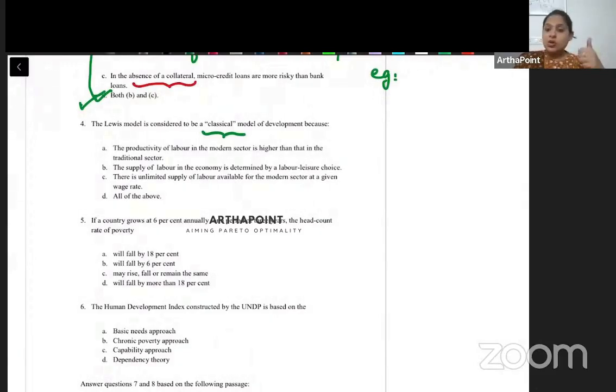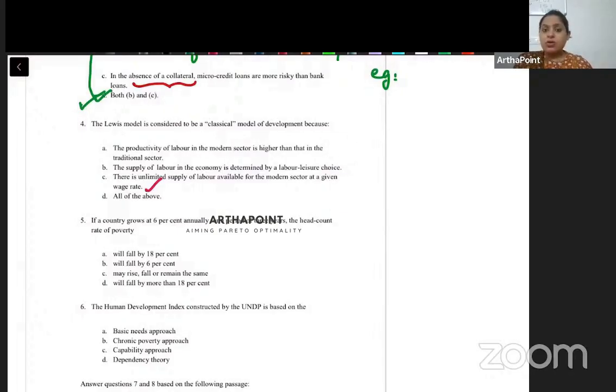So if you read the first one, the productivity of labor in modern sector is higher than traditional, correct. The supply of labor in the economy is determined by labor leisure. This always happens. How much labor I will supply depends on the reservation wage. It depends on whether I want to work or not. This is also correct. There is unlimited supply of labor available for the modern sector. This is also correct. But although all these points are for Lewis model, only one of them resembles the classical model.